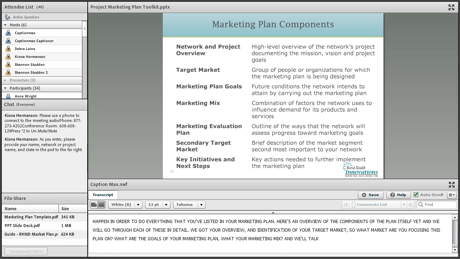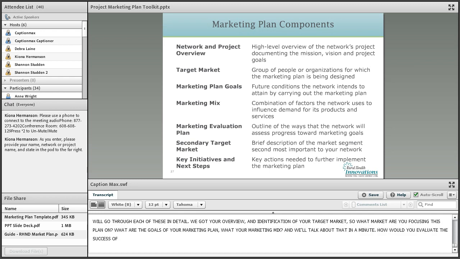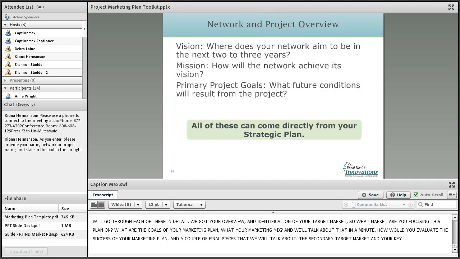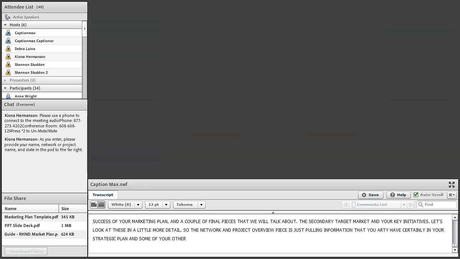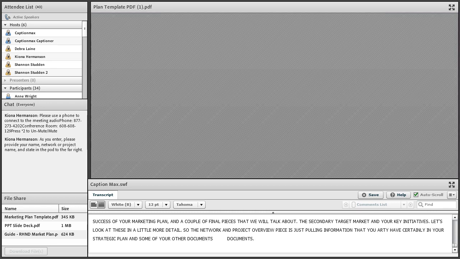So here's an overview of the components of the plan itself. We'll go through each of these in detail. We've got your overview, an identification and definition of your target market. So what market are you focusing this plan on? What are the goals of your marketing plan? What's the marketing mix? And we'll talk about that in a minute. How are you going to evaluate the success of your marketing plan? And a couple of final pieces that we'll talk about, the secondary target market, your key initiatives, and next steps. Let's look at each of these in a little bit more detail.